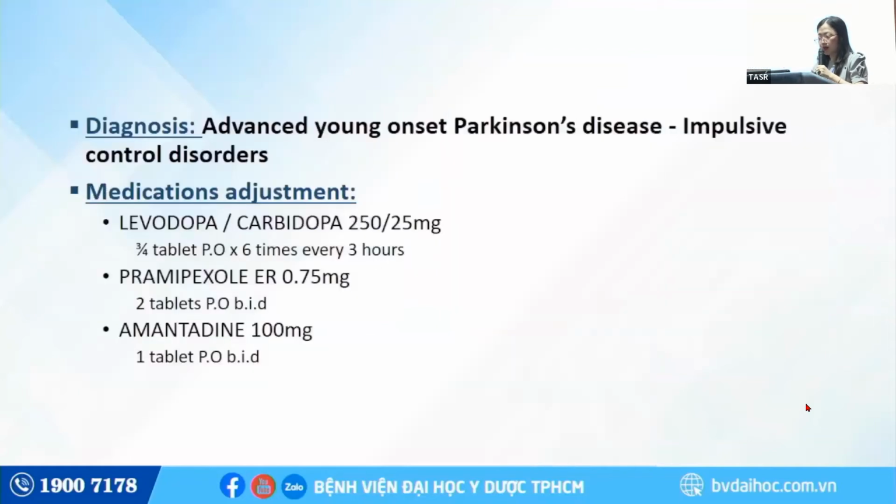So we decided to adjust the medication for this patient, and we increased the levodopa and carbidopa up to three-quarters, 6 times a day. But we don't think that we should stop using pramipexole immediately. We need to gradually decrease the dose of pramipexole. So we reinstated pramipexole at half of the previous dose, and we continue to use the amantadine.